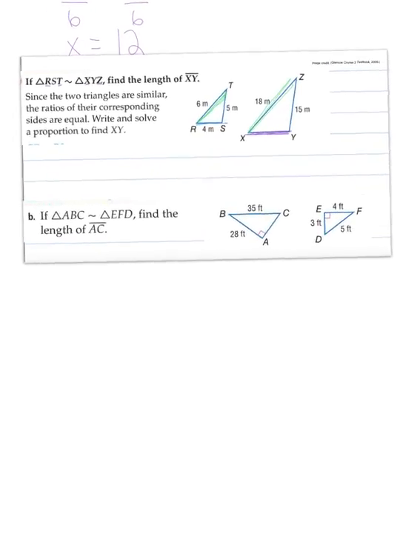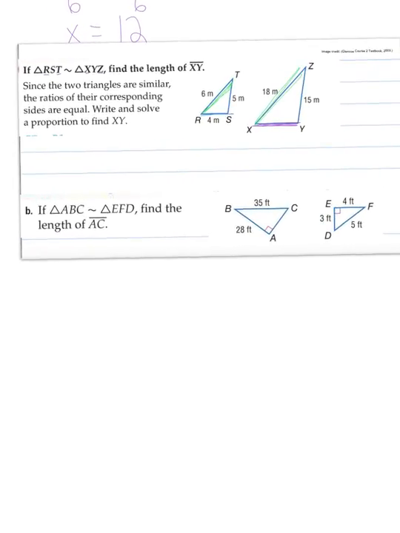Okay, here's one for us to try. If triangle ABC is similar to EFG, find the length of AC. So let's set up our proportion first. Okay, so we are looking for AC, and that corresponds, well, C matches up with D.